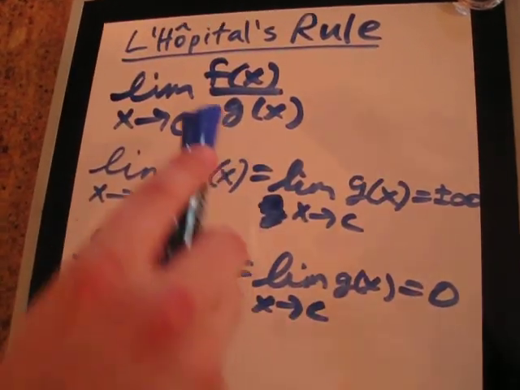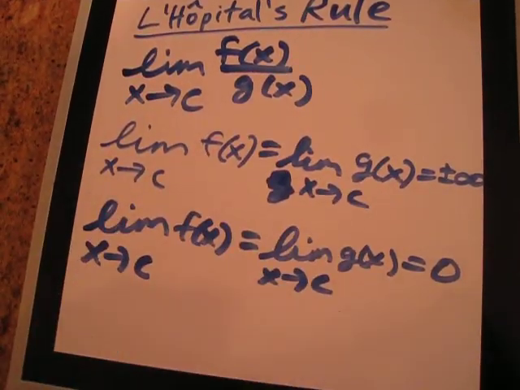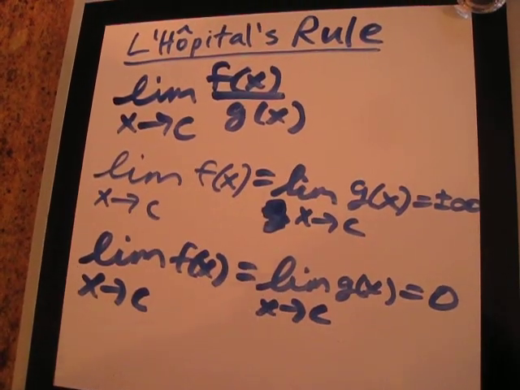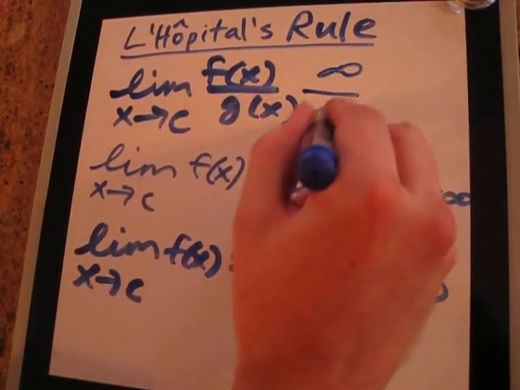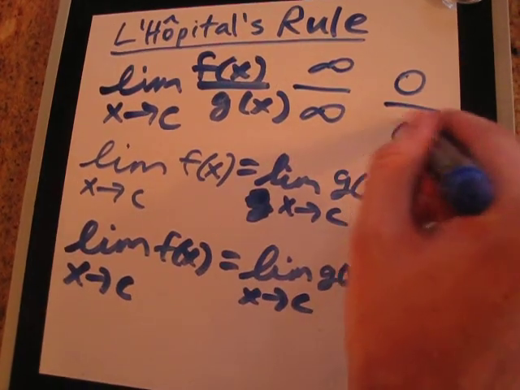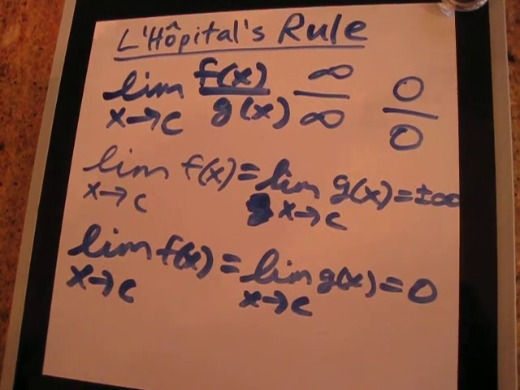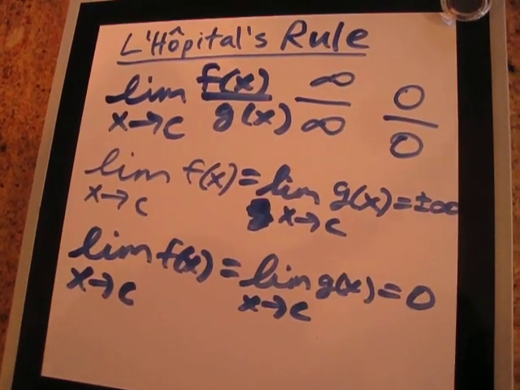So what you do when you are applying L'Hopital's rule is you plug the value of c into f of x and into g of x. And if you get a form of infinity over a form of infinity, or 0 over 0, then L'Hopital's rule can be applied.